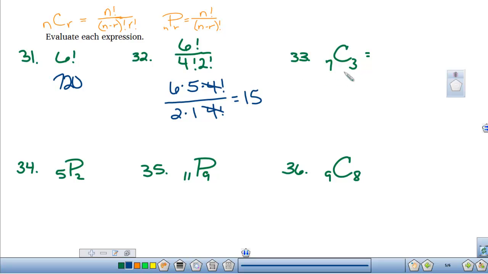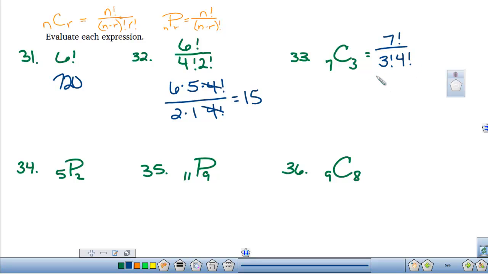Number 33, you can see we're going to do a combination this time of 7 items taken 3 at a time, and that's what that notation means. If you look up here at the formula, it is n factorial over n minus r factorial times r factorial. So if we apply that formula to this problem right here, we're going to have 7 factorial over 7 minus 3 factorial, 3 factorial. So it's going to be 3 factorial over 4 factorial.